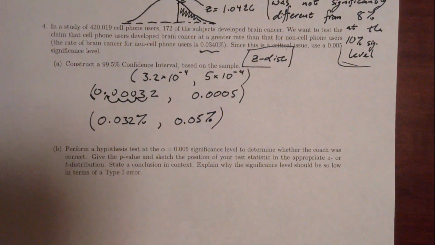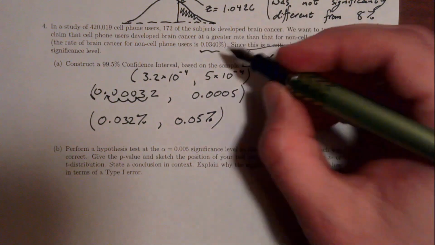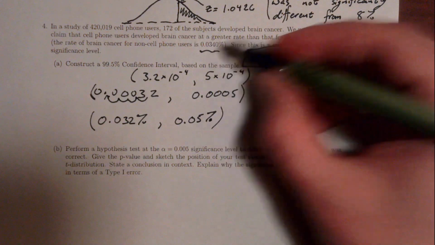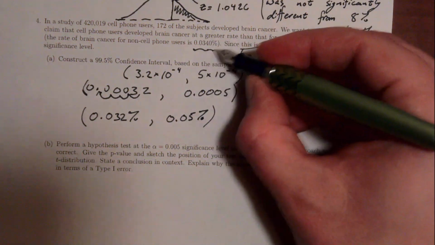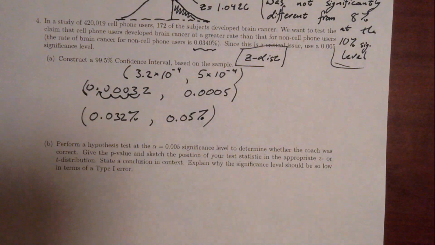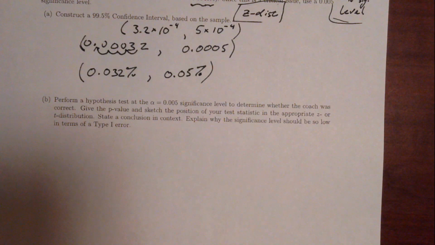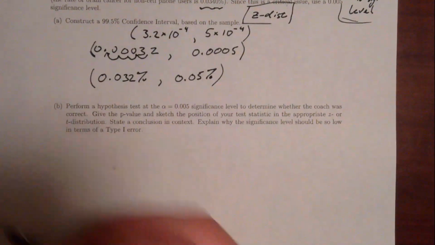Well. If we look at the rate of the public as a whole, it appears to be just right on the left tail of this interval. Well, what does that mean as far as a significance test? As far as a significance level and a hypothesis test? Well, let's just crunch the numbers and find out.